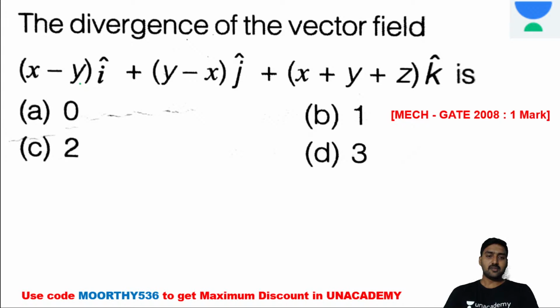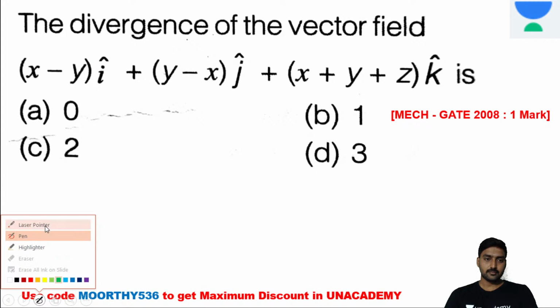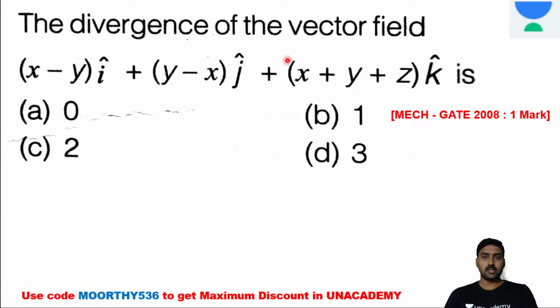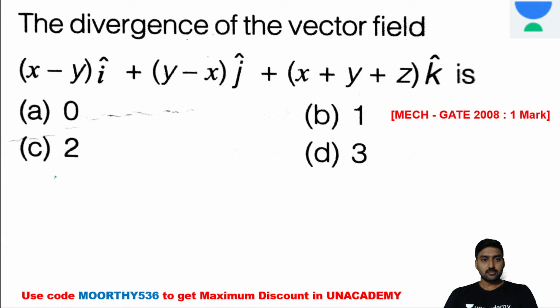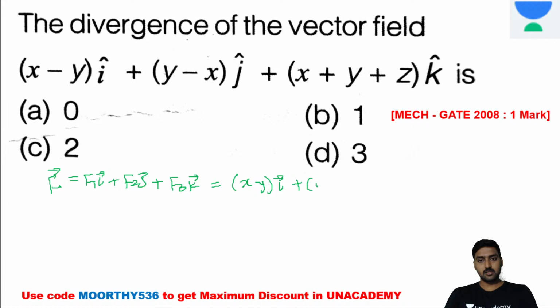Now one more question. We need to identify the divergence of the vector field function. What will be the divergence of the vector field here? Compare this question with the general form: f vector is equal to f1 i vector plus f2 j vector plus f3 k vector. It's equal to (x minus y) i vector plus (y minus x) j vector plus (x plus y plus z) k vector.